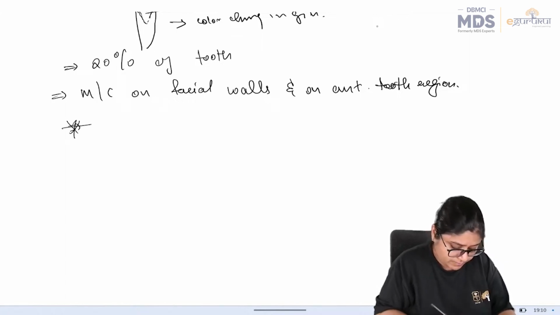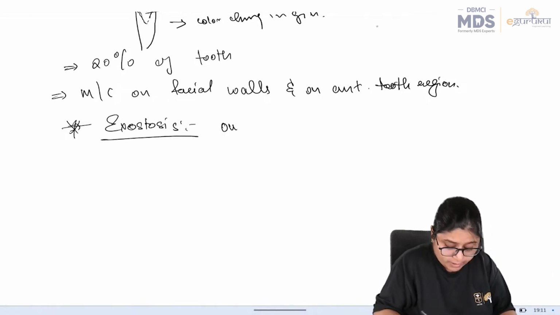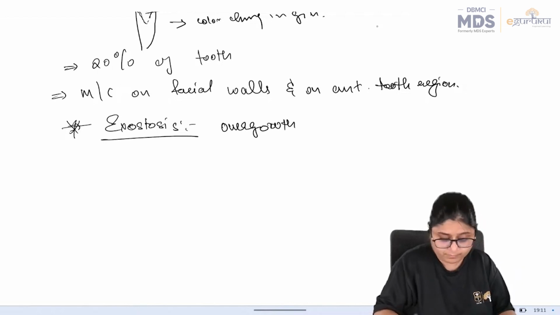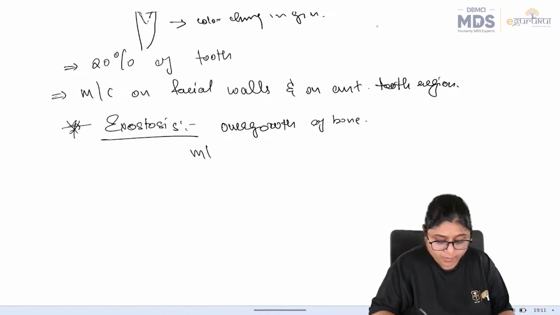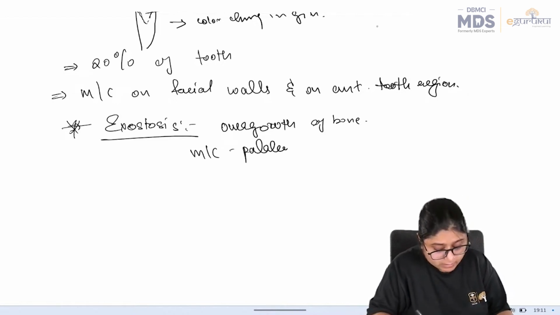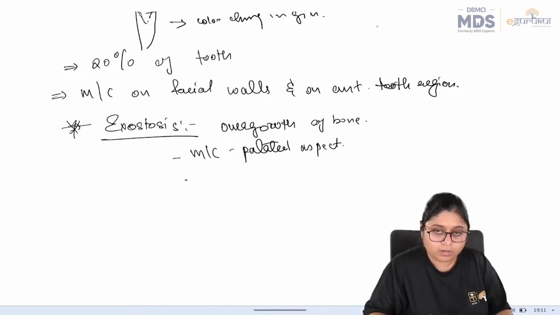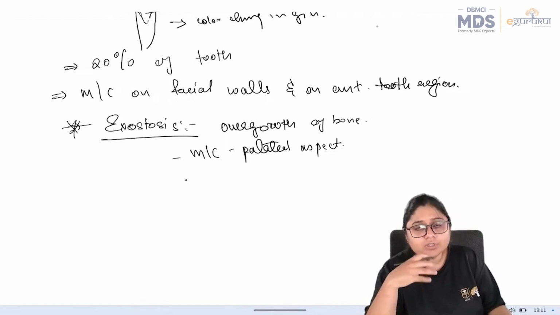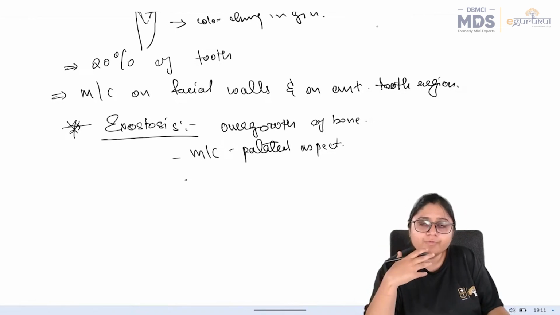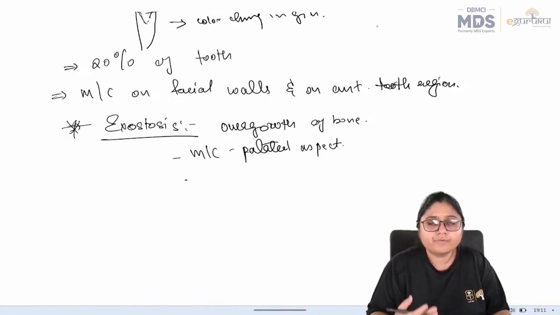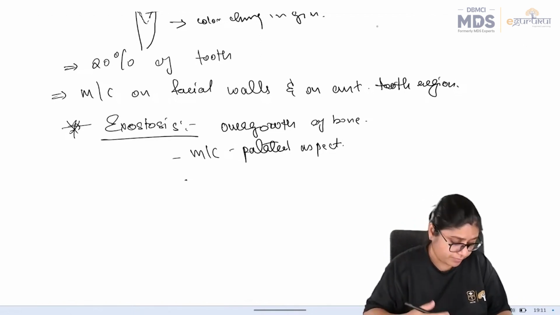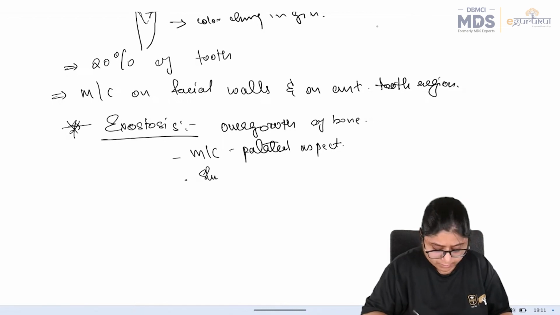Now, exostosis. What is exostosis? It is overgrowth of bone. Most common on the palatal side, palatal aspect, and this might interfere with your dentures also. Maxillary denture, you will not be able to place it, so you have to remove it. And if the patient is not a denture wearer, then it may cause blanching of the mucosa. Because of the increase in the size of the palatal bone, there will be blanching of the mucosa, and it should be surgically removed.